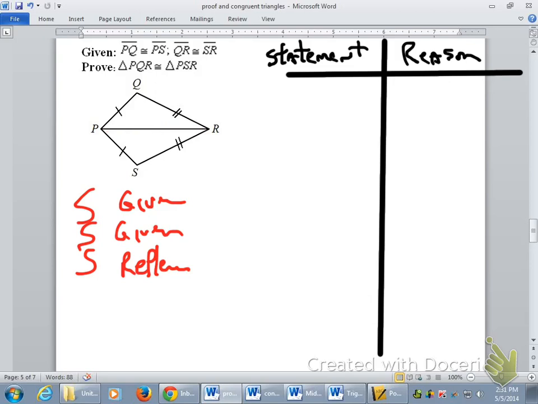All right, so I'm going to start off with statement number 1. Give me something. Yeah, PQ is congruent to PS. How do I know that? It was given to me. Is that one of my sides? Yes. What about another statement?